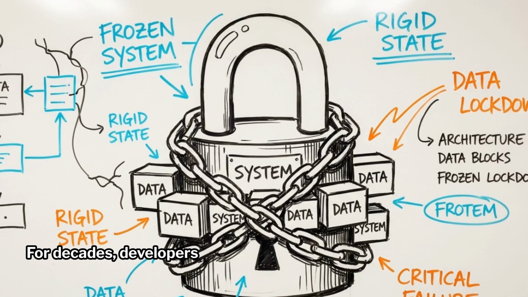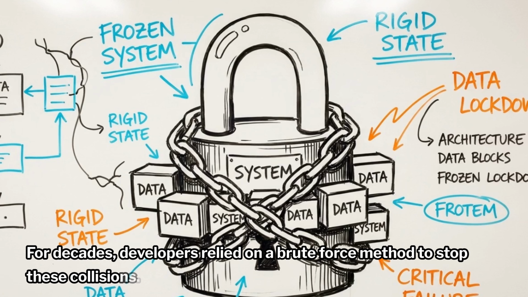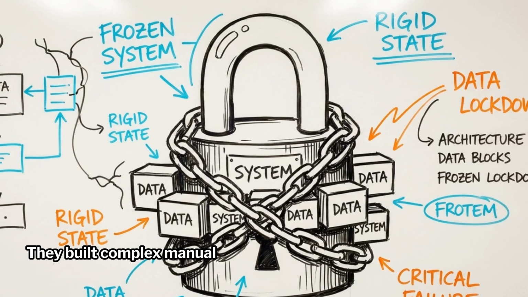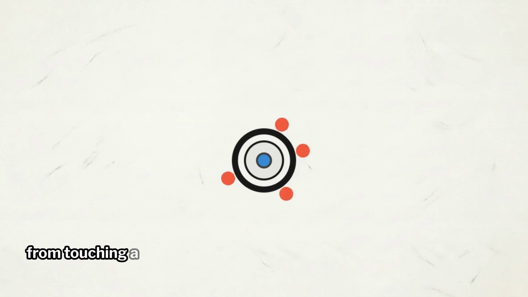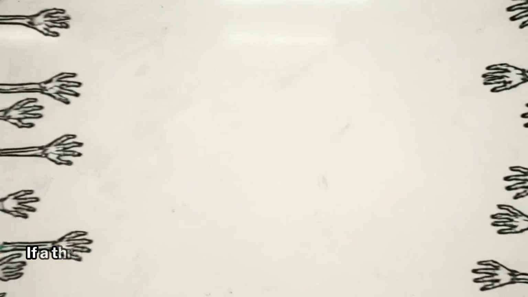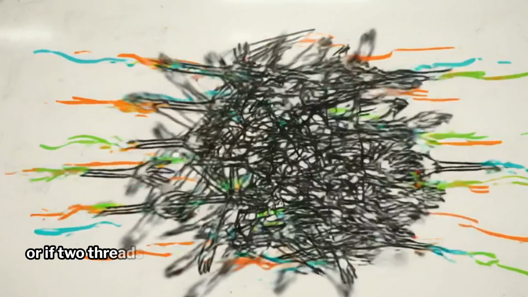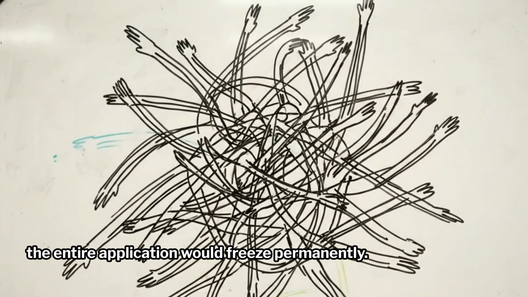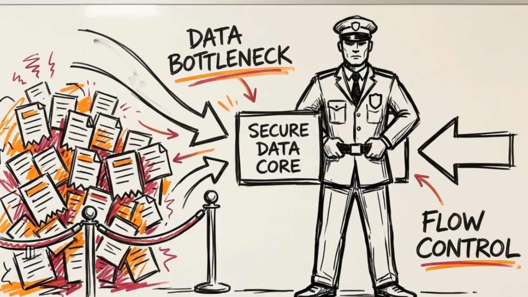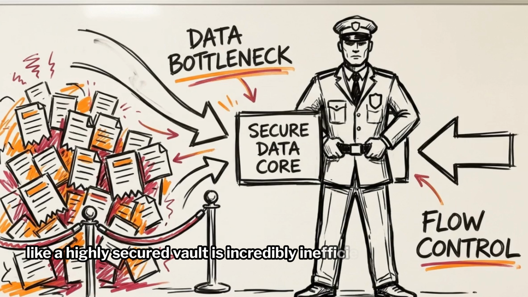For decades, developers relied on a brute force method to stop these collisions. They built complex manual locks into their code. A lock acts as an aggressive gatekeeper. It completely blocks all other threads from touching a specific piece of data until the very first thread finishes its job and leaves. But as apps grew, these locks created massive bottlenecks. If a thread forgot to release a lock, or if two threads mathematically locked each other out, the entire application would freeze permanently.